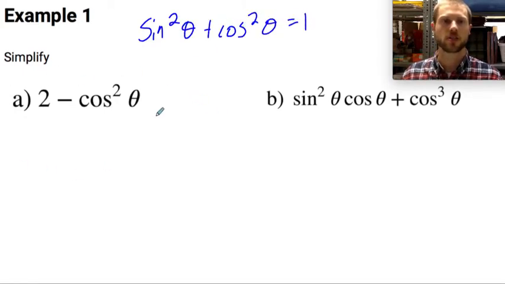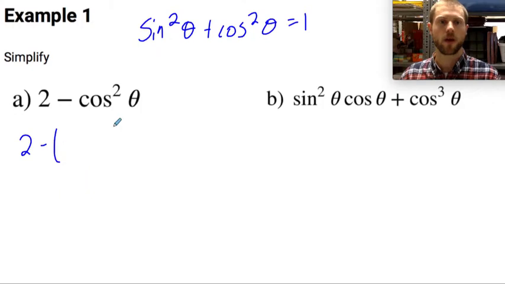Okay, so let's simplify this expression right here. I've got 2 minus the cosine squared of theta. Now they're not like terms, so I can't combine them as it stands right now. But why don't I take cosine squared of theta and replace it with something? So 2 minus cosine squared of theta. If I were to solve this for cosine squared of theta, I would subtract sine squared of theta from both sides. So that's going to be the same thing as 1 minus sine squared of theta.